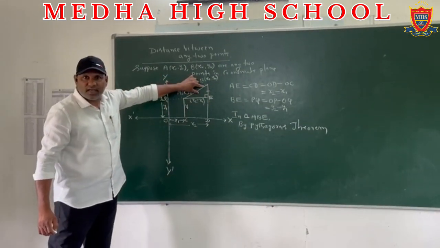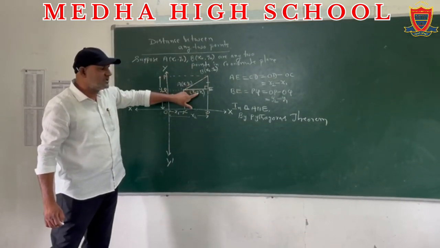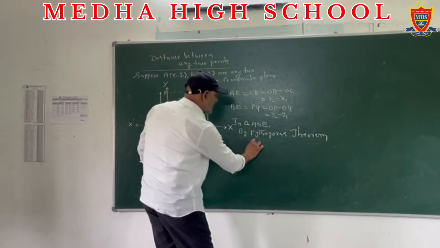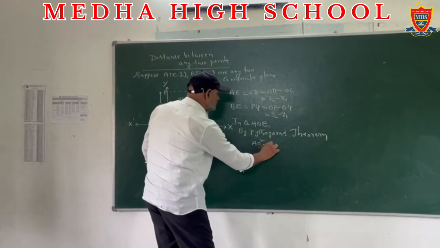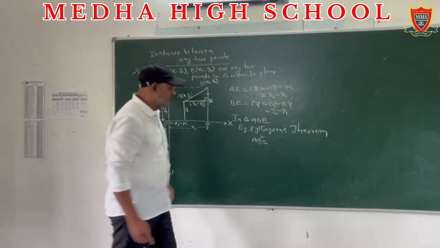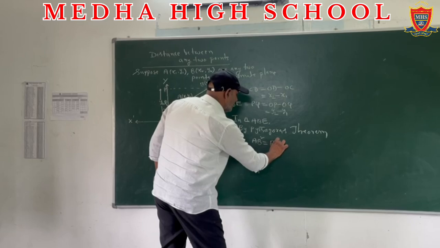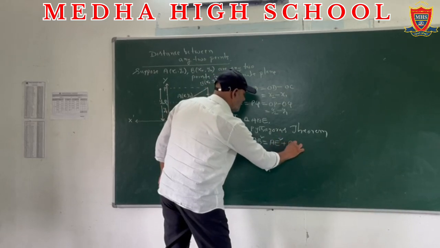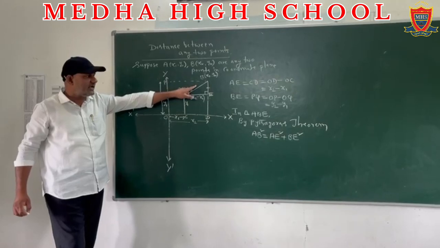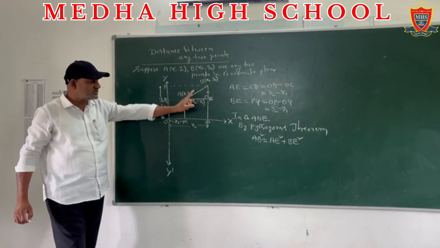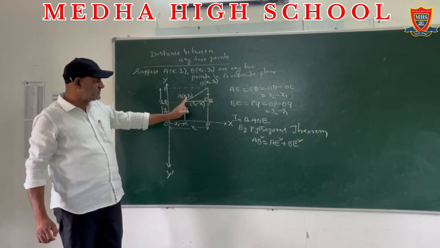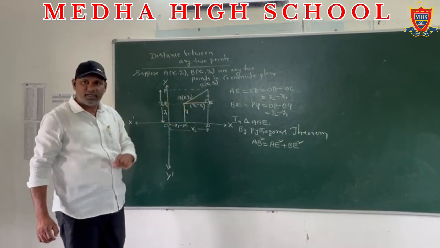The hypotenuse square equals the sum of the squares of the remaining two sides. So AB square equals AE square plus BE square. AB is the longest side, the hypotenuse. Hypotenuse square equals the sum of the squares of the remaining two sides. So AB square equals AE square plus BE square.